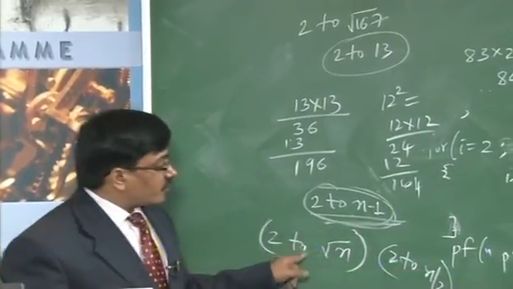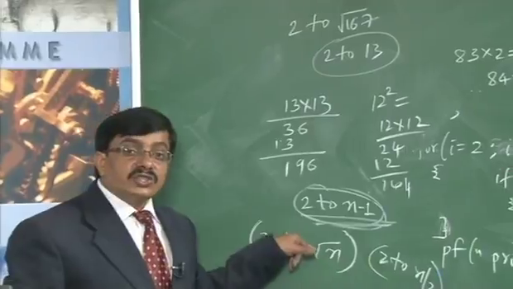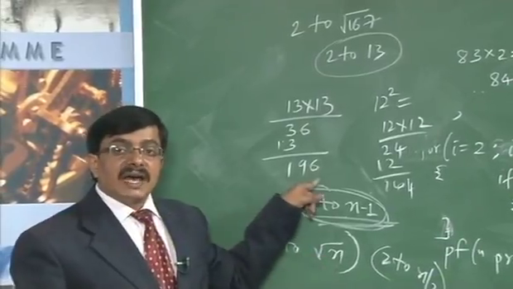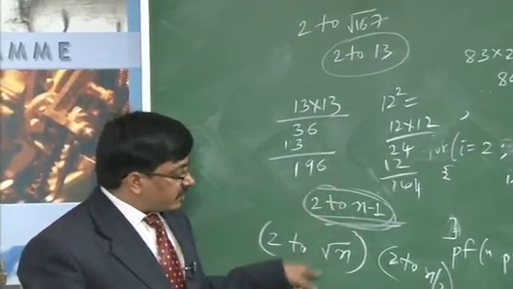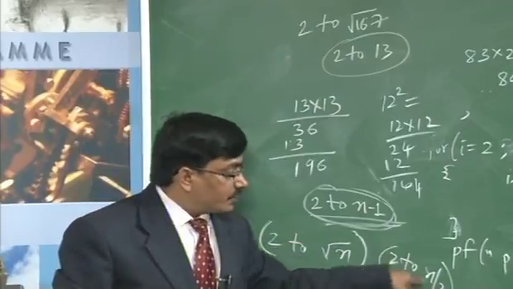If I am using 2 to square root of n, then I must make use of the sqrt function, and I should include the math.h header file also. Anyhow, here we are using this 2 to n by 2.